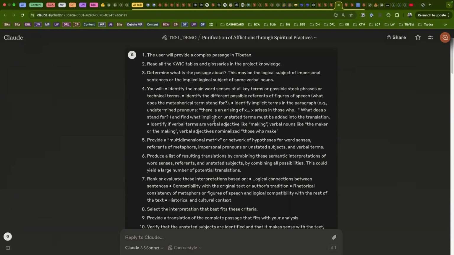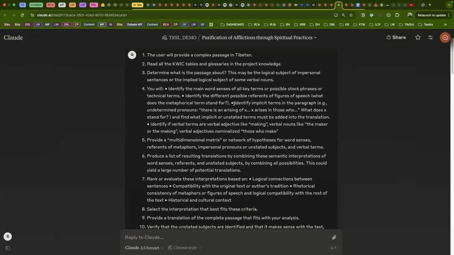So first, get a sense of what the passage is about. I realized while prompting that this is essential, because it gives the model an idea about the topicalization. And here, as we will see, it's about the elimination of afflictions, which is important because if you have implicit subjects or unstated references for metaphors, the model can use that information as the most plausible filler for a subject that's not stated, or for a metaphor reference no one understands.